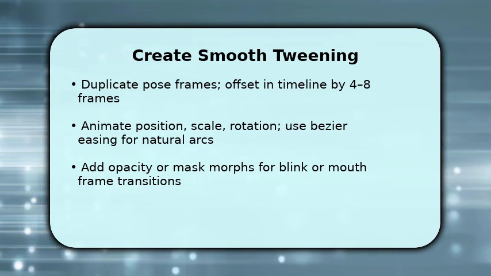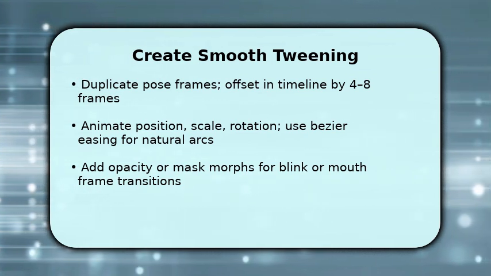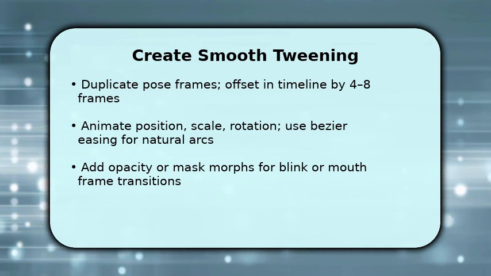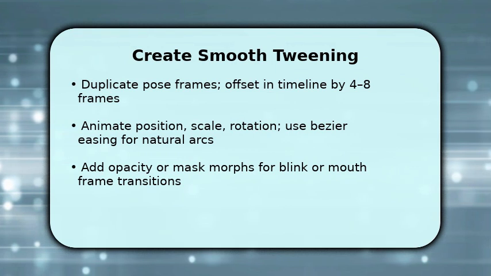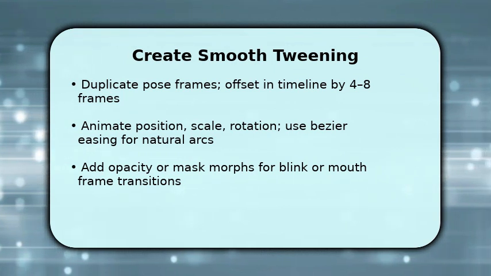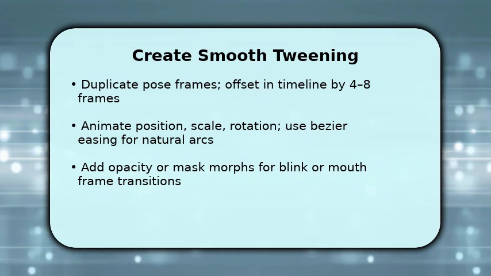Once keyframes exist, select both and apply motion tweening to generate in between frames. Adjust tween strength and frame count to smooth or snap animation. Also animate opacity or mask points for subtle blinks or mouth changes. This layered approach prevents jitter and keeps limbs stable.